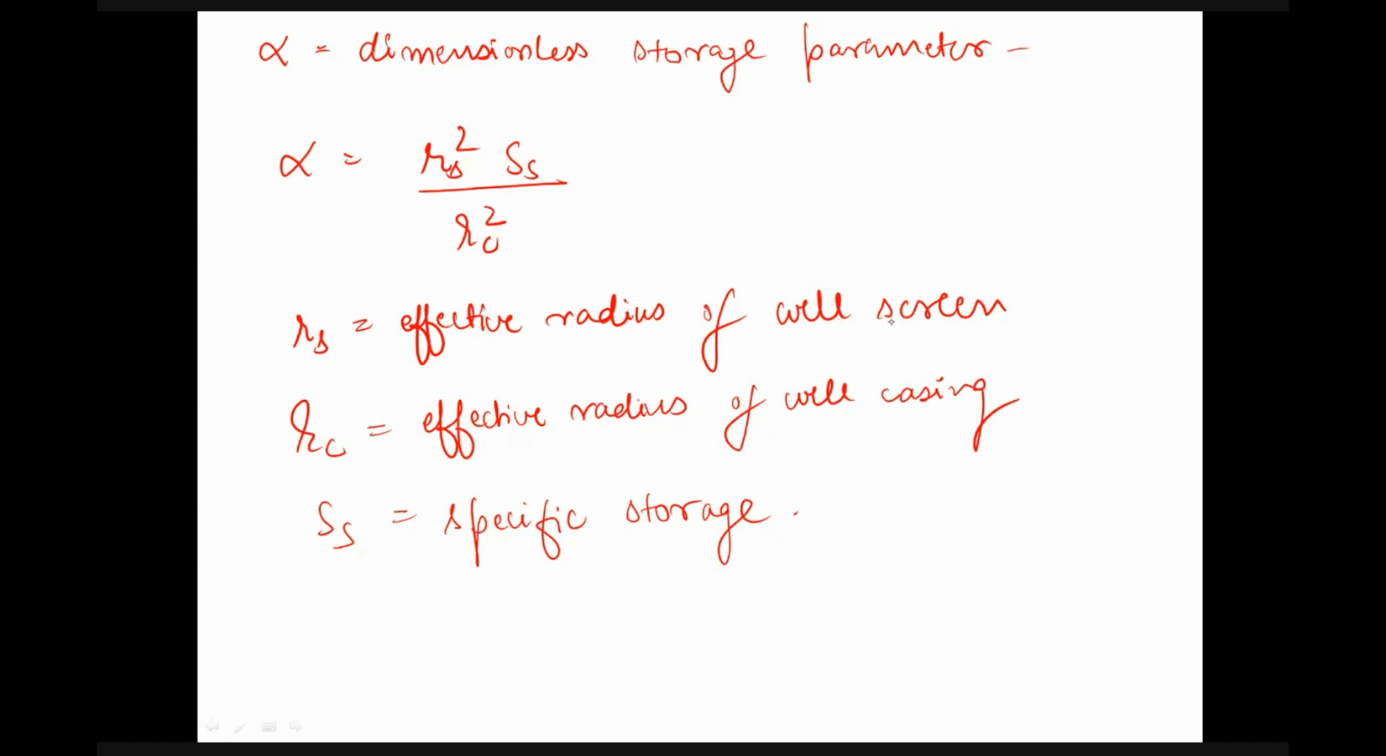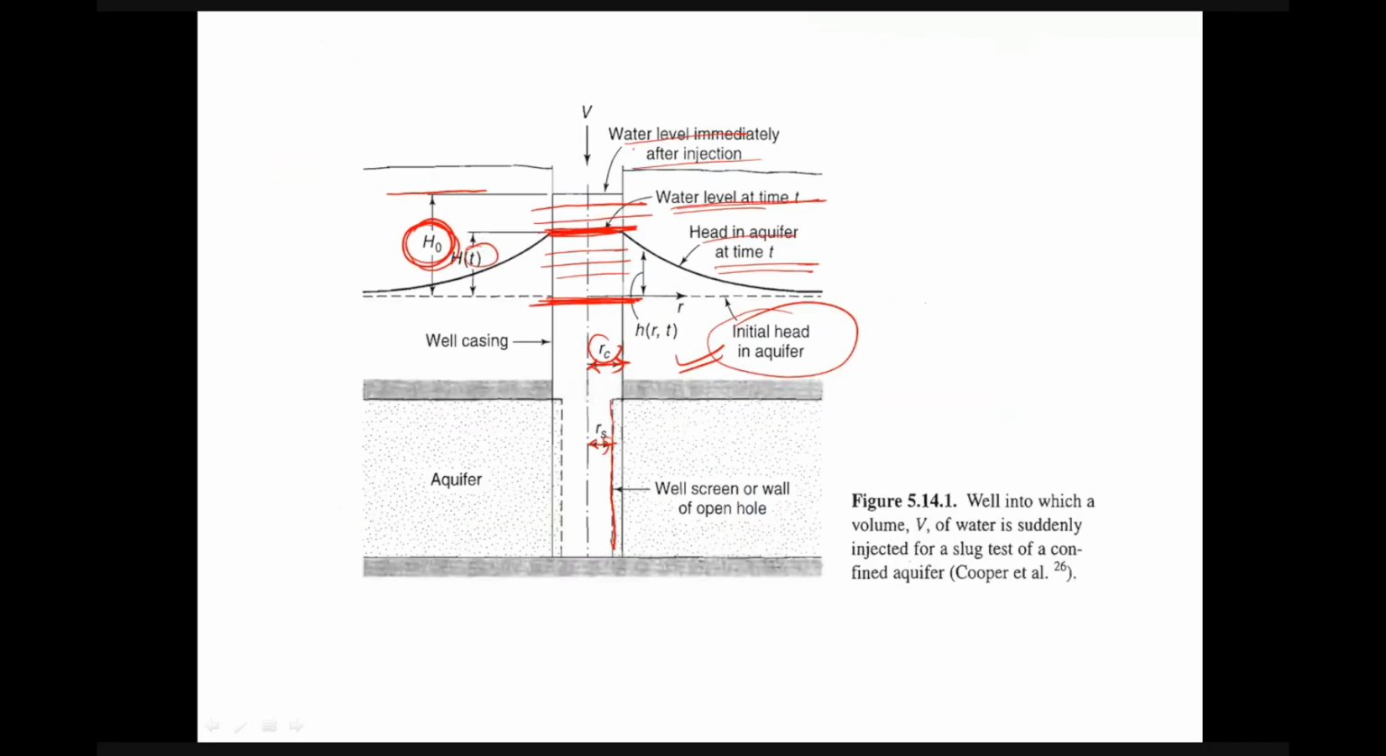In many cases, we can have the radius of the well screen different from the radius of the well casing. So in this case, we are taking Rs as the effective radius of the well screen and Rc as the effective radius of the well casing. Now this Ss is the specific storage. Coming to this, this is the initial head within the aquifer before the starting of the slug test.